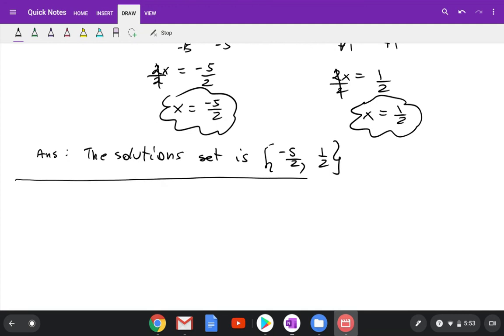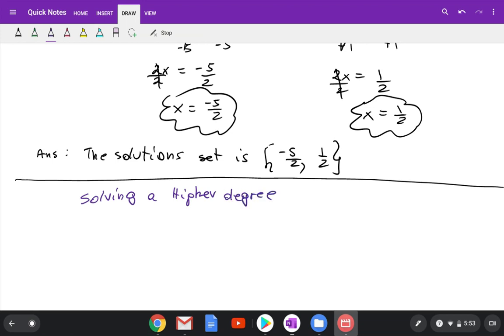Next, we're going to move to higher degree polynomial equations. So you're going to see x to a power higher than 2. So next one, solving higher degree polynomial equations.